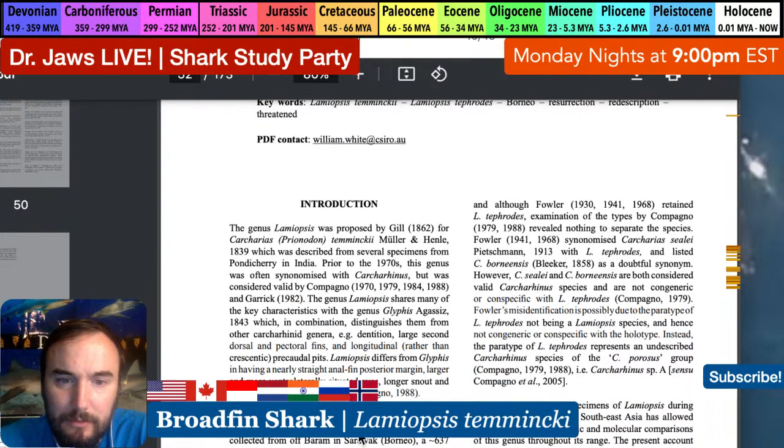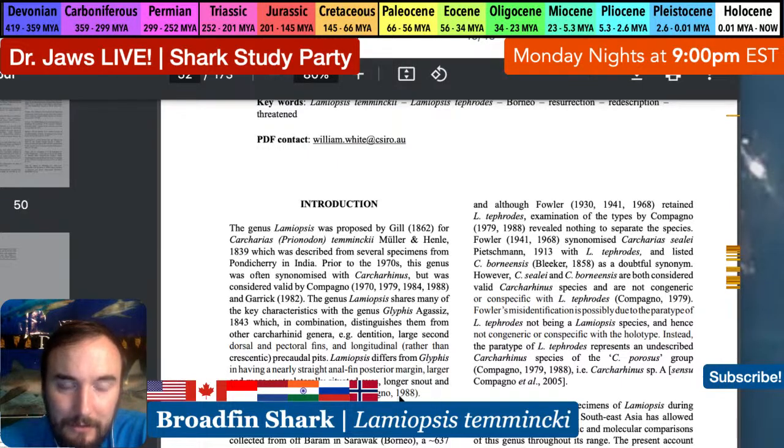Lamopsis tephroides was described by Fowler in 1905 as Carcharhinus tephroides, based on two specimens collected from off Baram and Sarawak, Borneo. This is tricky. They said 637 millimeter, so I had to reread that. A 63 centimeter holotype and a 37 centimeter paratype.